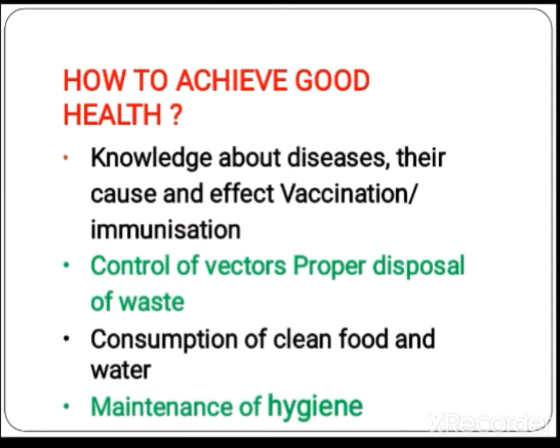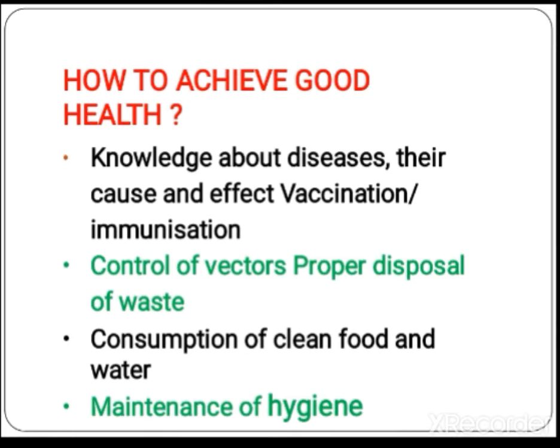So how will you achieve good health? Knowledge about diseases: first you should know the different types of diseases, then what the causes and effects are. And vaccination, immunization: which disease can be prevented by giving a vaccine? Then accordingly you can get the vaccine also.